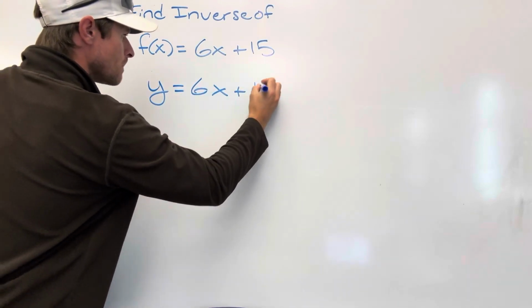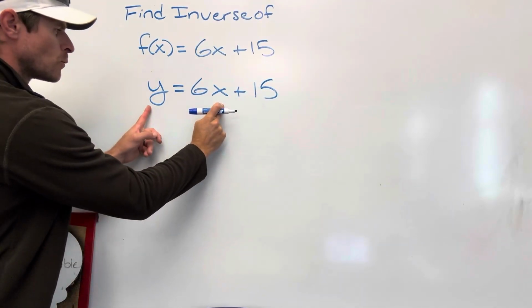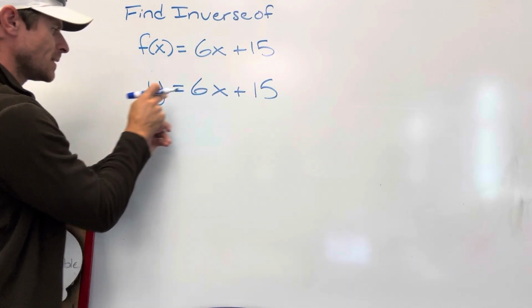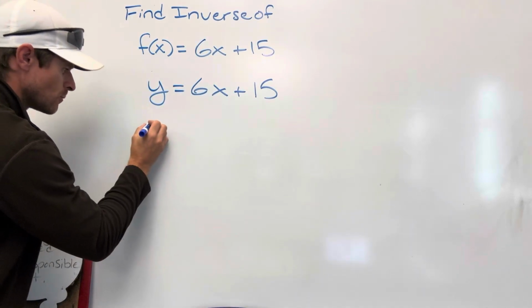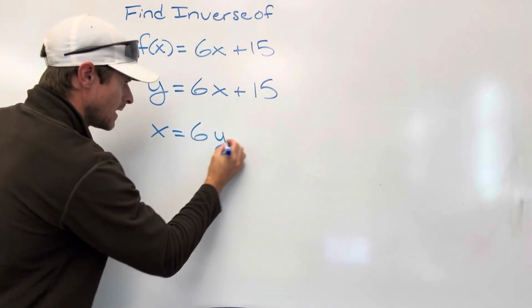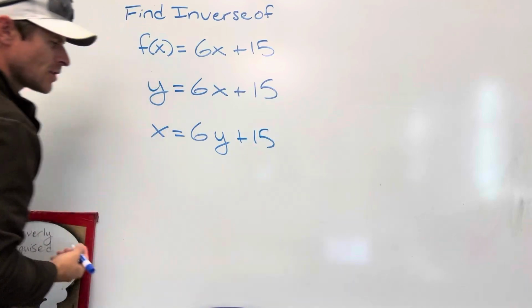Once you do that, now what I tell my students to do is just replace these with each other. So we're flipping them. Y becomes x, x becomes y. So where the y was, write the x. Where the x is, write the y. Now we need to solve for y.